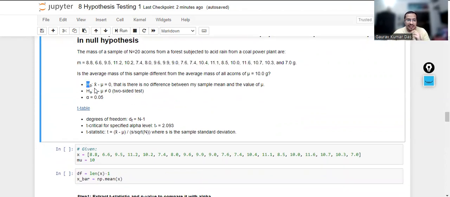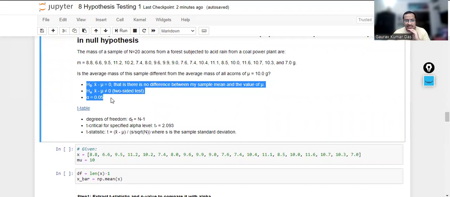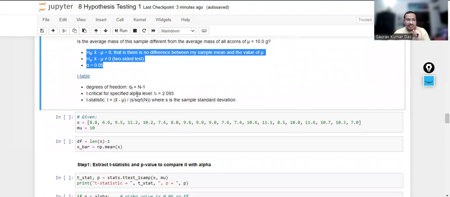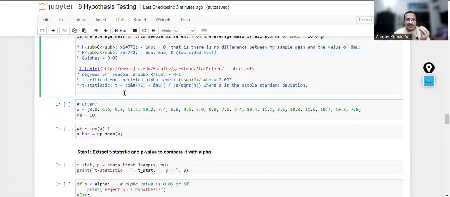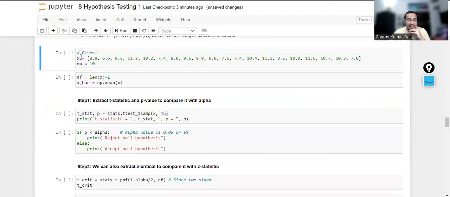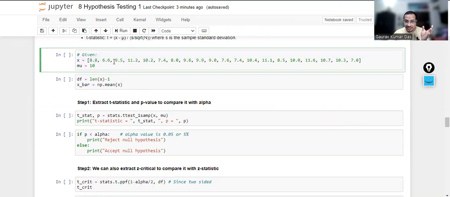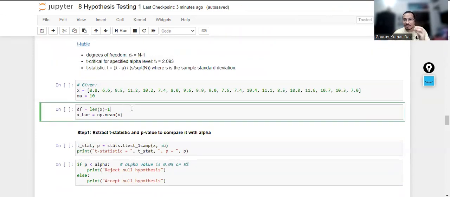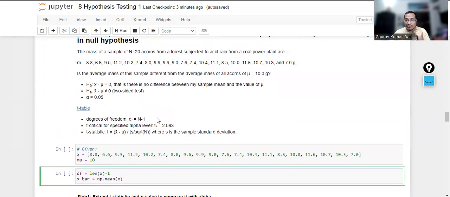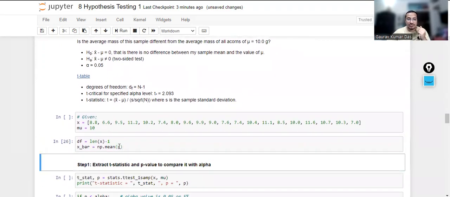Okay, definitely the hypothesis statements will be this, correct? It will be a two-sided test. Degree of freedom we all know. T critical we are not going to directly specify like this. We are going to calculate it. Okay, so let's say x is equal to this. My mu is given as 10. My degree of freedom will be length of x minus 1, n minus 1. And my X bar is nothing but np.mean of the X, which is the sample, which is given to me already, right? So I've calculated what is required.